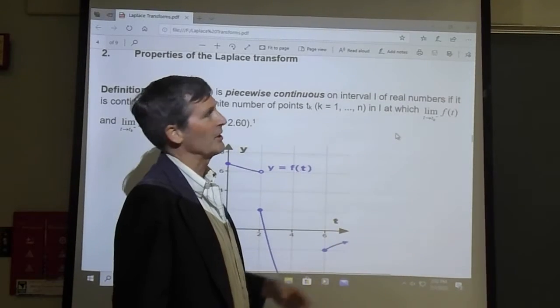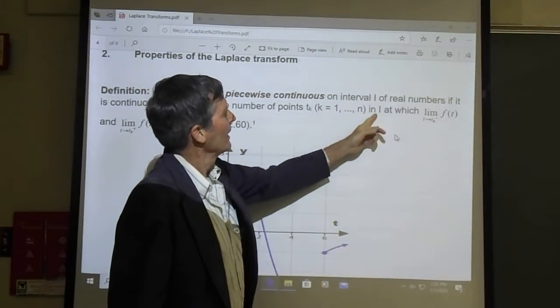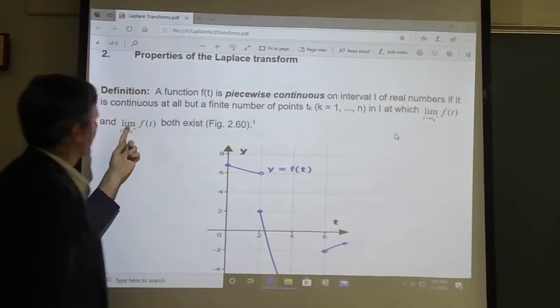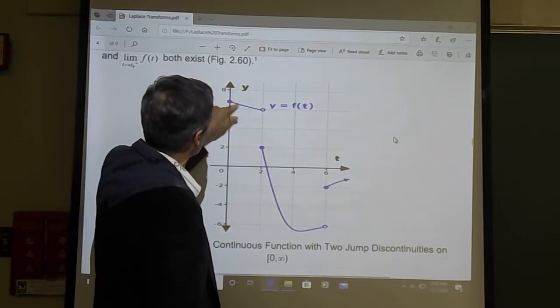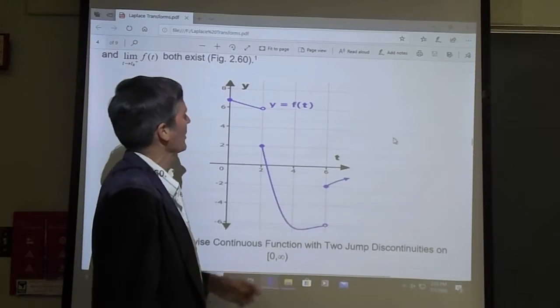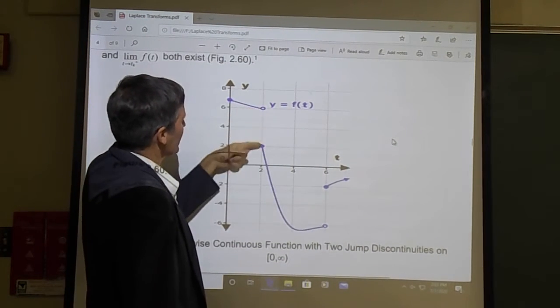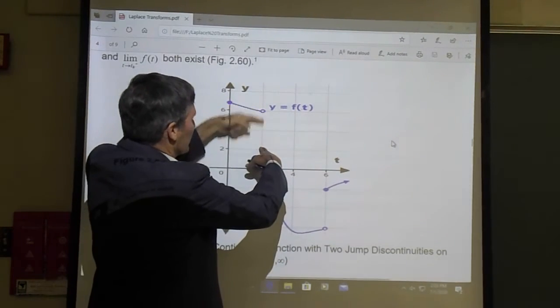So maybe it's not continuous at n points along the way in the interval I, at which the limit from both sides has to exist. So you might have something like this. Here's a function that's continuous on this interval, continuous on this interval, continuous on this one. Single stroke of a pen is the intuitive concept. But there's a jump discontinuity here, right? The limit exists from both sides, but there's a jump.